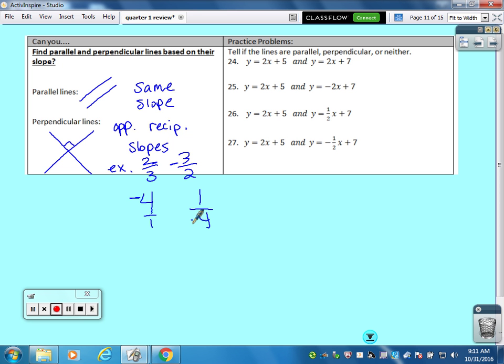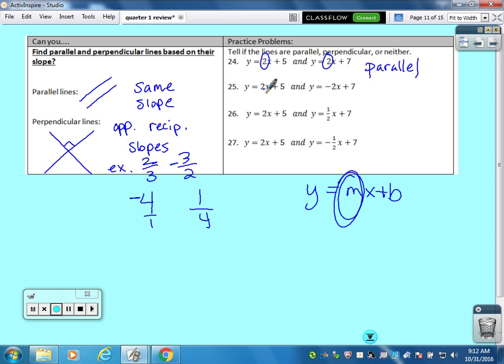So as I go over here and decide if they are parallel, perpendicular, or neither, make sure you pause and try it first. But remember that y is equal to mx plus b. When we're looking at these equations, the only number we need to look at is that m in front of our x. So number 24, I see a 2 and another 2. Those have exactly the same slope, so those are parallel.